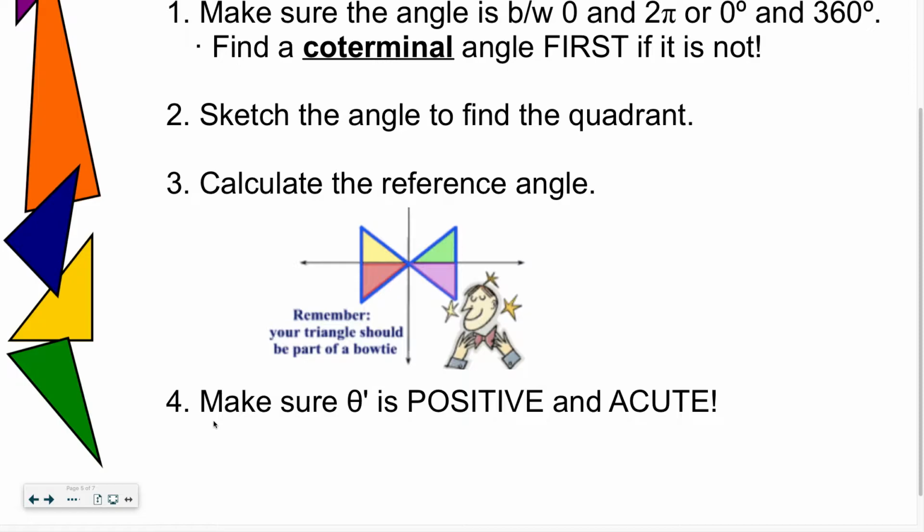Finally, then calculate the reference angle. Notice that your reference angle should always be drawn back to the horizontal axis, so it's part of that bow tie, right? And you want to go back to the part that makes it acute. So you always get these triangles like we saw in our notes on Tuesday. And then finally, double check to make sure that theta prime is positive and acute. Okay, so you know something's wrong if theta prime is negative. You know something's wrong if theta prime is obtuse. So try to figure out where you're going wrong. What mistake have you made?